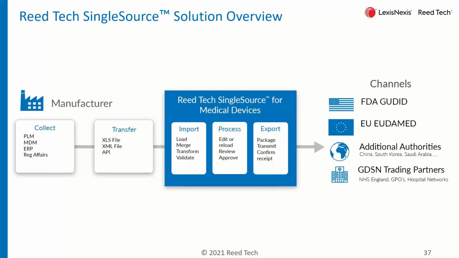And finally, we also have a means to support our clients with GDSN, or Global Data Synchronization Network, submission of data for their trading partners downstream. The National Health Service of the UK is one example. GPOs here in the States, other hospital networks are requiring that data be submitted in this fashion. So this should give you a nice overview of just what we do in terms of where we begin and where we end up with your data.